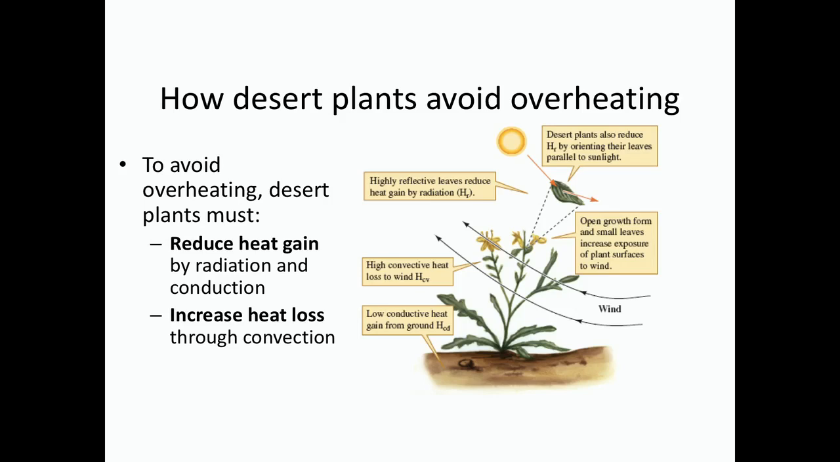They'll also have to be spread out so that wind, as it blows across their leaves, will cool them through convective heat loss. So they reduce heat gain through things like orienting their leaves, having smaller leaves, not touching the ground, and they increase their heat loss by increasing the chance encounters with wind. So they'll be tall, up off the ground, and allow for lots of convective heat loss.